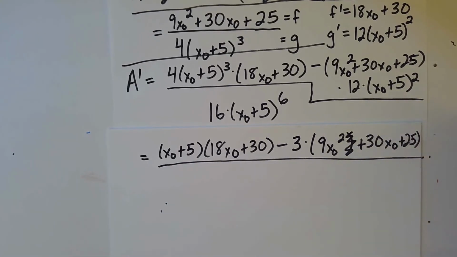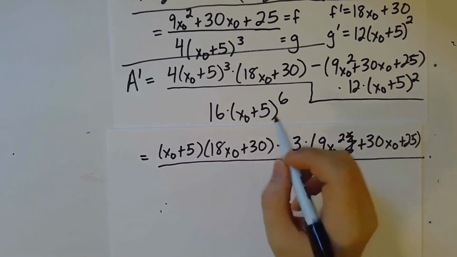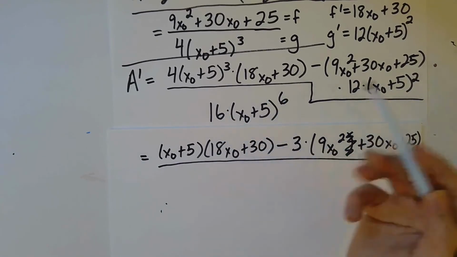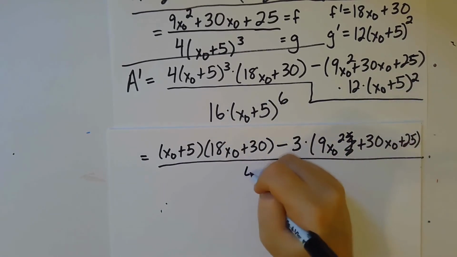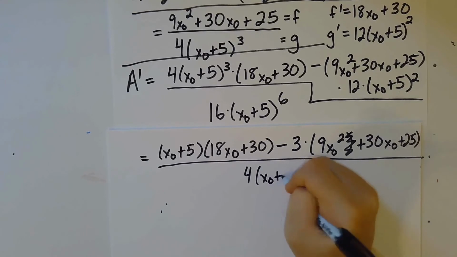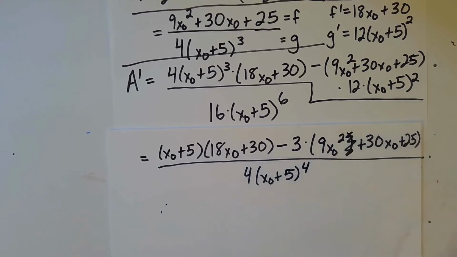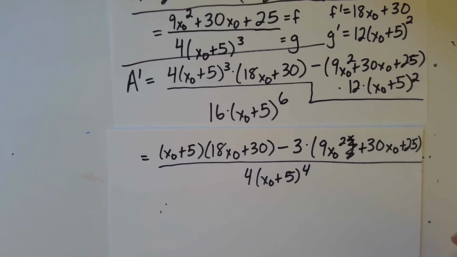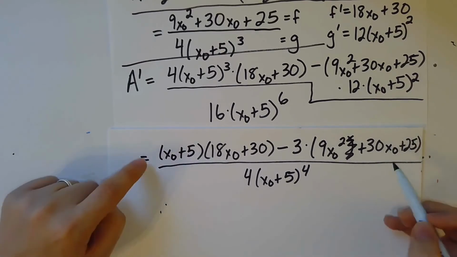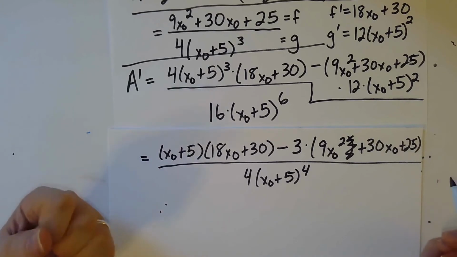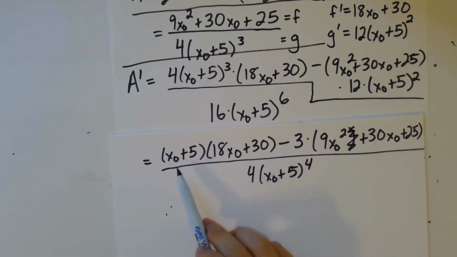Okay, and all of that is going to be divided by, I took out a 4 times x naught plus 5 squared, so that'll be 4 times (x naught plus 5) to the 4th now. Okay, now remember, what I really want to know is when this numerator here is 0. So I can go ahead and FOIL all of this out, but I only care about the numerator and when that is equal to 0. So I'm going to just multiply out the numerator here.